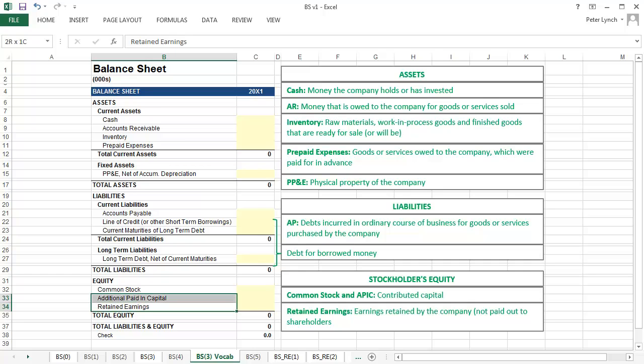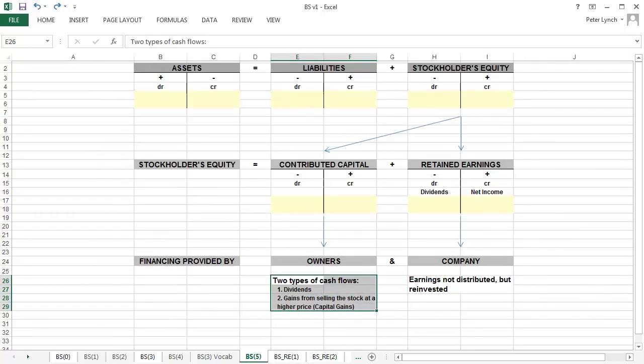I wanted to talk about these three accounts because you see contributed capital and retained earnings in the expanded accounting equation, which you may recall from the first video, the accounting equation. And here, of course, we have stockholders' equity equal to contributed capital plus retained earnings. Focusing on this account, you may ask why an investor would provide capital to finance a business.